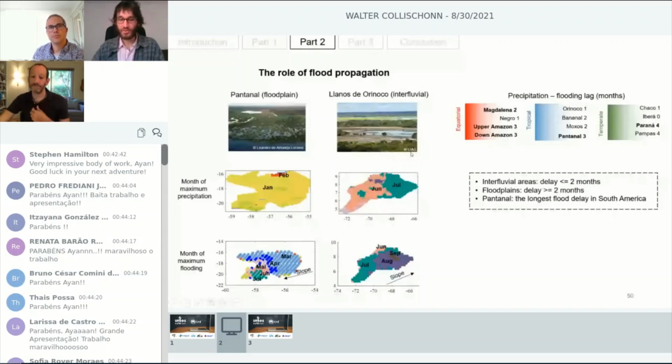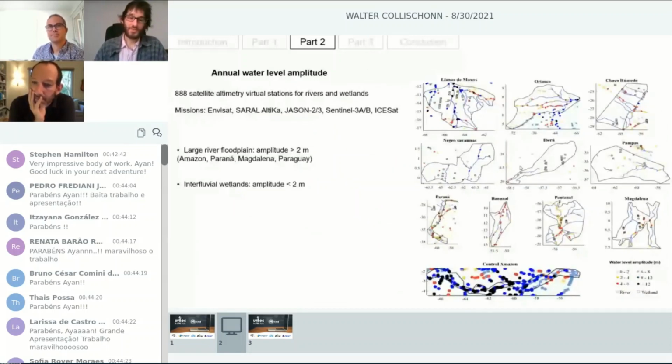And when we analyze the 12 wetlands together and look for this lag between precipitation and flooding, we see that indeed the interfluvial areas have a delay of up to 2 months, and the floodplains of at least 2 months. And the Pantanal has the longest flood delay in the continent.